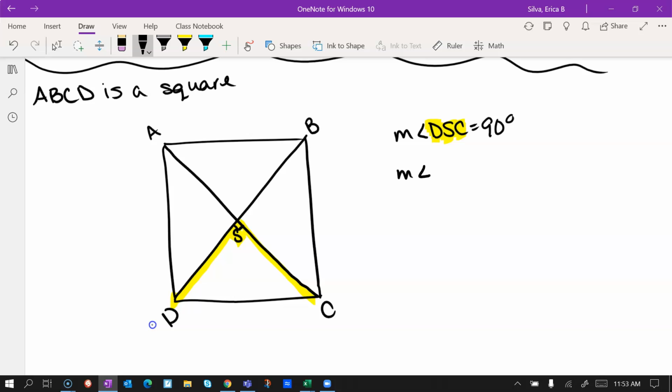Now let's look for the measurement of angle ABC. So we start at A, go to B, and end at C. So we're looking at this angle right here. If this is a square, what's the measurement of angle ABC? This angle right here. It's also 90 degrees.